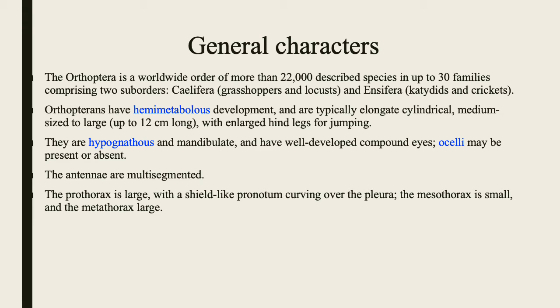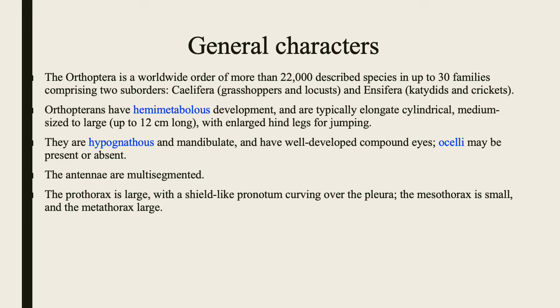The general characters of this order: some places it is written 22,000, some places 20,000. Approximately 20,000 species minimum are recognized in up to 30 families of order Orthoptera. They have two suborders. Suborder Caelifera, which includes grasshoppers and locusts, and suborder Ensifera, which includes katydids and crickets.